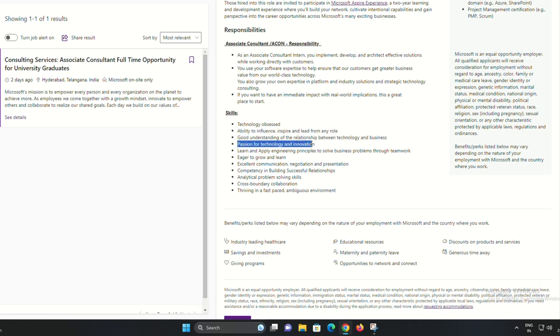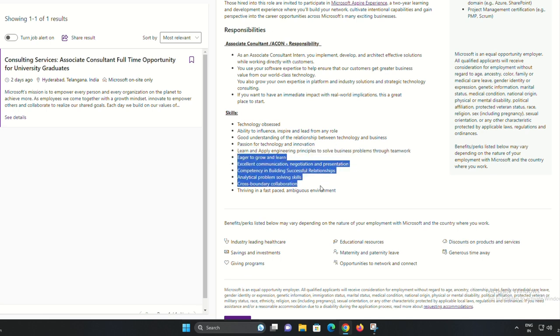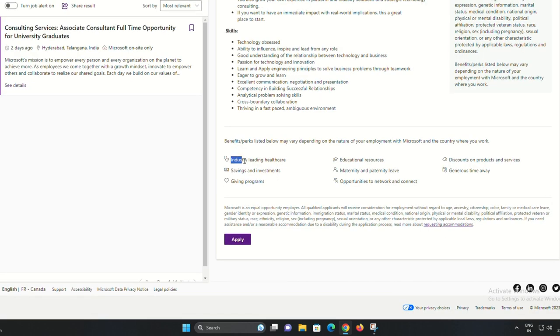Continuous learning: grow your expertise in platform and industry solutions and delve into strategic technology consulting. Immediate impact: Microsoft offers you the chance to make an immediate impact with real-world implications, making it an excellent place to launch your career. If you're looking for it, Microsoft's associate consultant position might just be your ticket to success. Don't miss this incredible opportunity to kickstart your career with one of the world's most iconic tech companies.